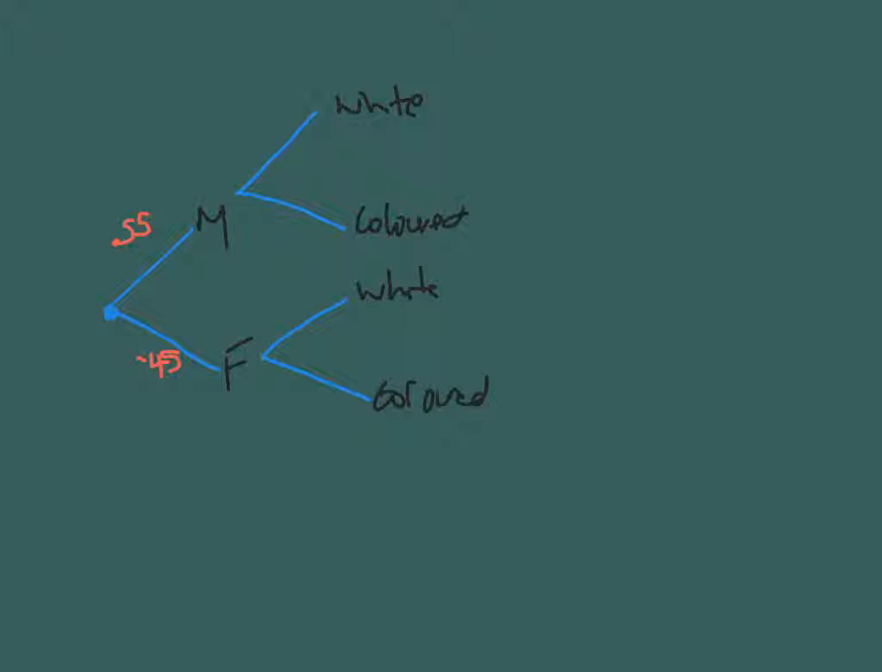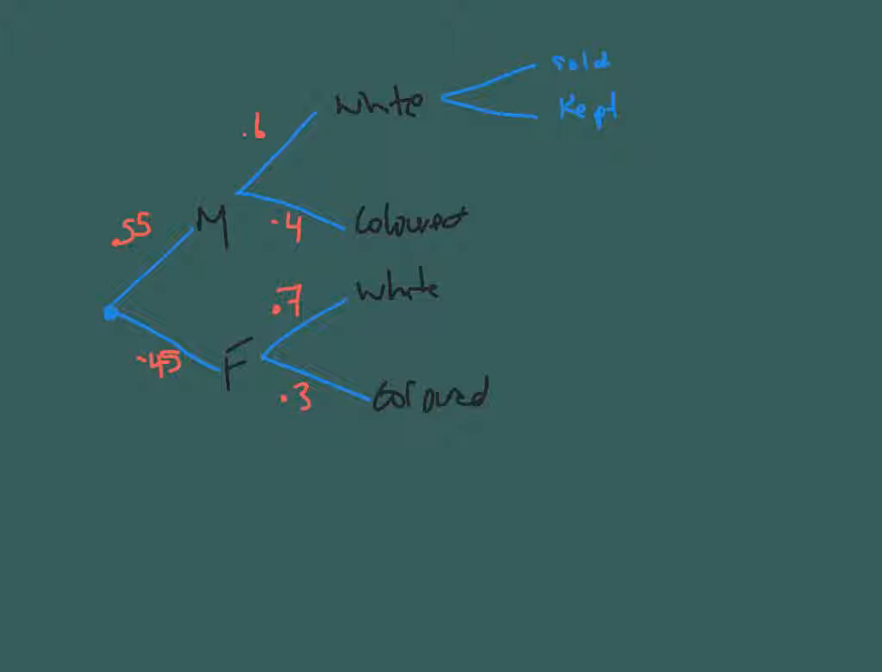Okay, and we're told that 60% of all males are white, so therefore 0.4 are coloured, and 0.7 are white for females, so therefore 0.3 are coloured for the females. And then we're told that a certain number are sold or kept.